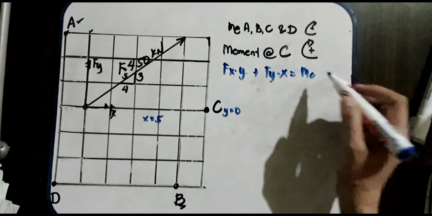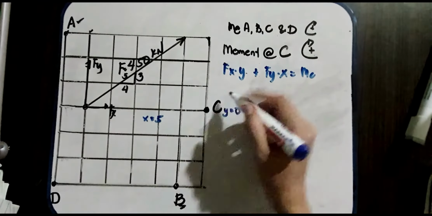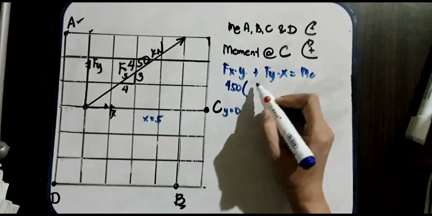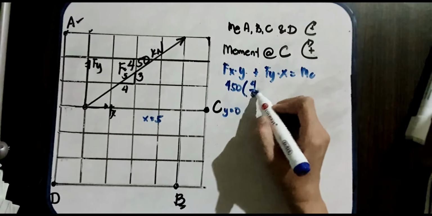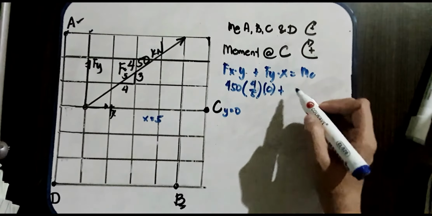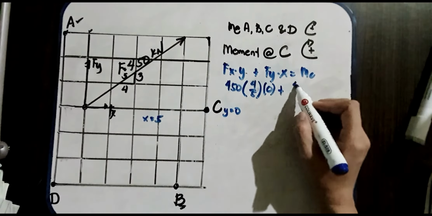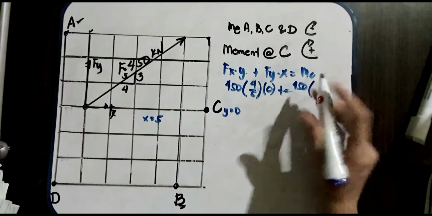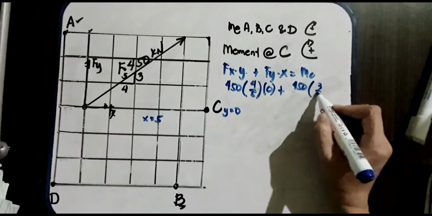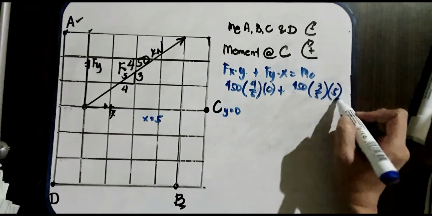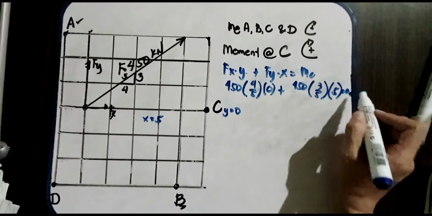Okay, next is, lagay naman natin dito, we have fx to be 450 multiplied by 4 all over 5. What is your y? 0 kasi ito na yung y natin. Plus fy natin which is 450 times natin ng 3 all over 5 multiplied by this distance which is 5 is equal to your moment C.